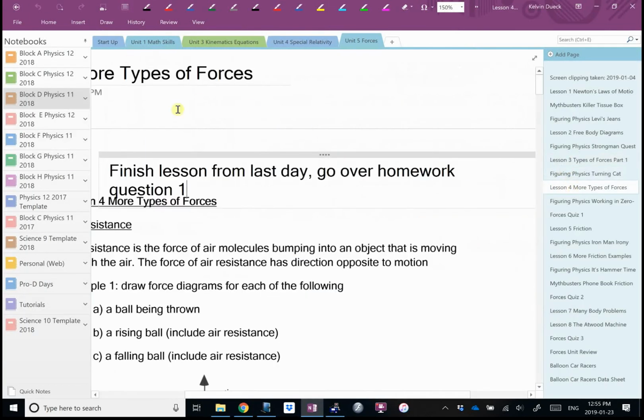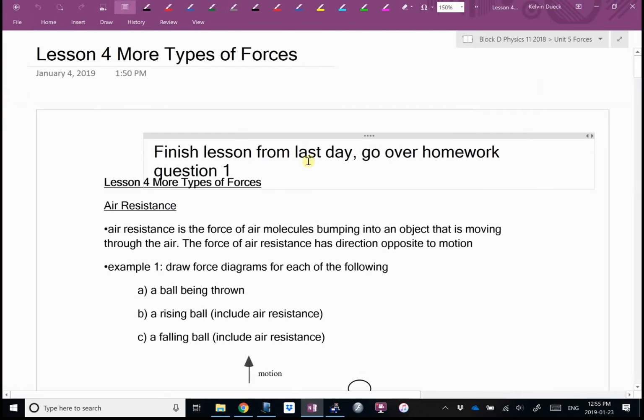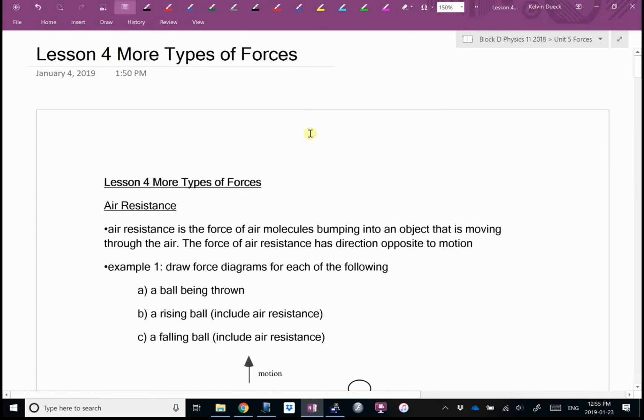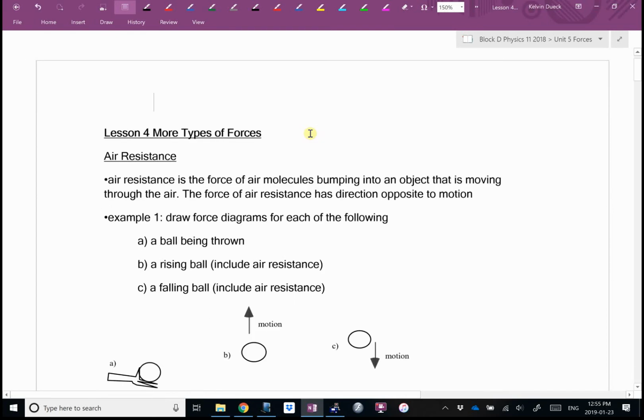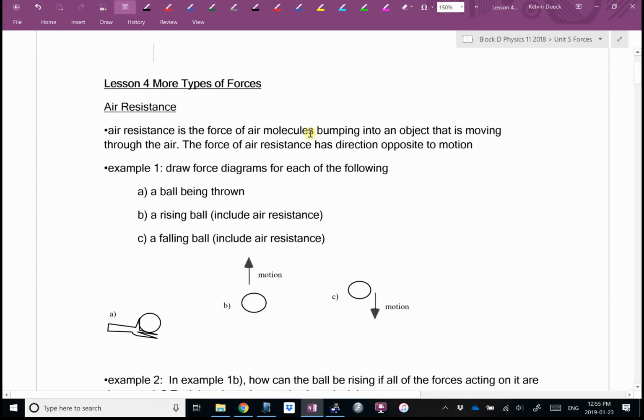Lesson 4. Finish a lesson from, go over homework question number 1. I would have remembered. I did have it there. Silly me. The last force we're going to talk about for a while. Sorry, that's a lie. We're also going to talk about friction next class. Our next force we're going to talk about is air resistance. Now, Adam, I've talked about air resistance just a little bit already.